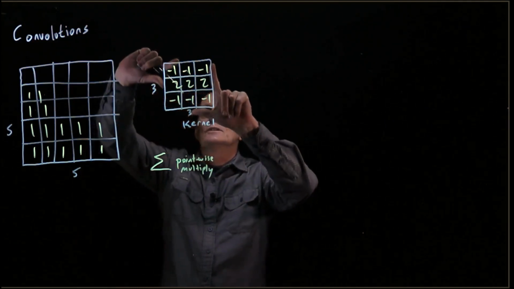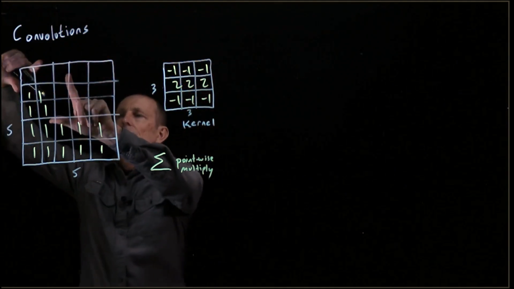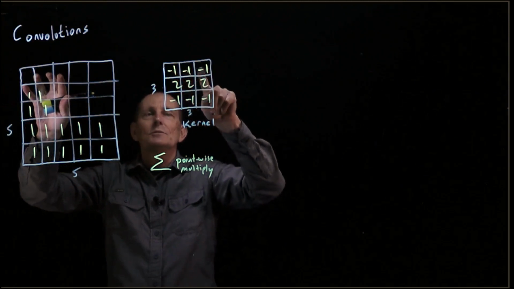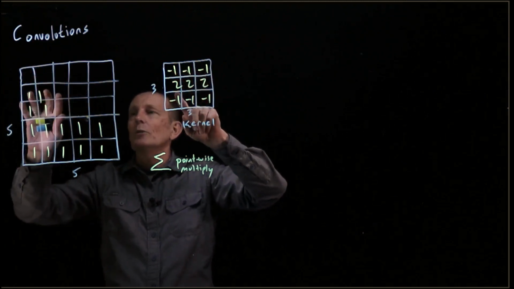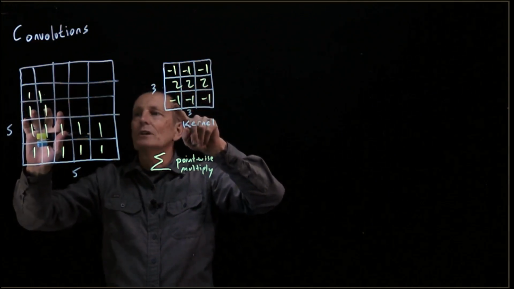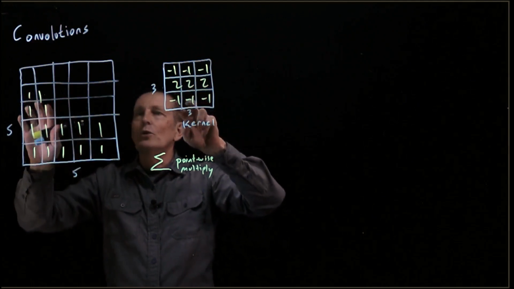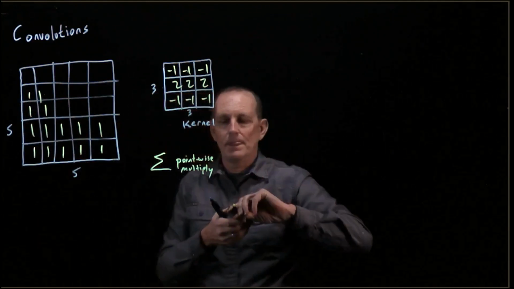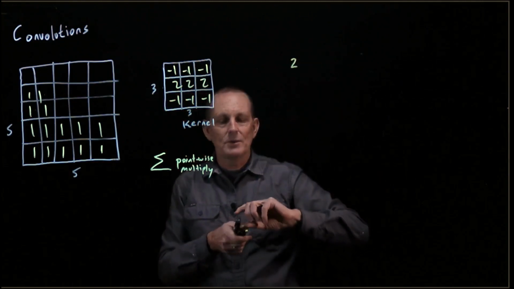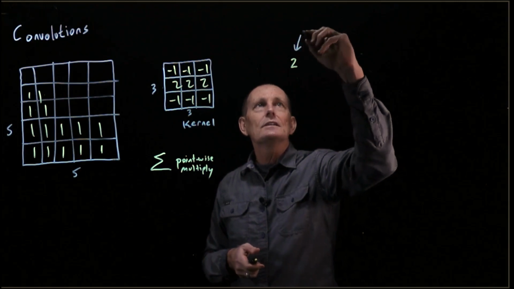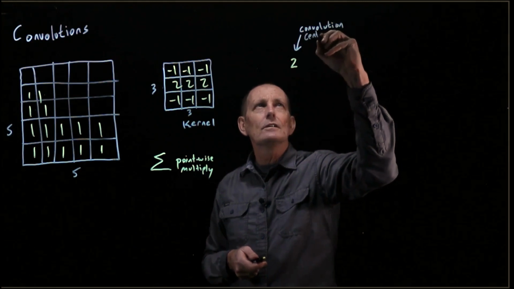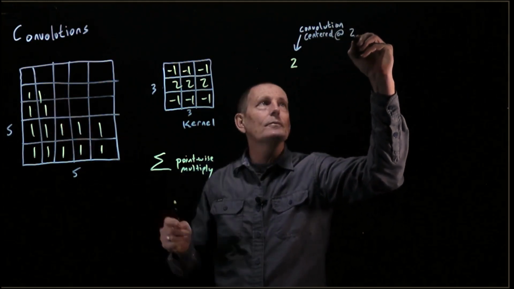So let's try this. We're going to take this one here, and we're going to come up with zeros here because the input is 0. So 0 times -1, 0 times -1, 0 times -1. Here we're going to have 1 times 2, 1 times 2. So we got 4 so far, 2 times 0, and then -1 times 1, -1 times 1, 0. So we got 4 plus -2 is a 2. So we're going to end up with a 2 here. This represents the convolution centered at 2, 2.